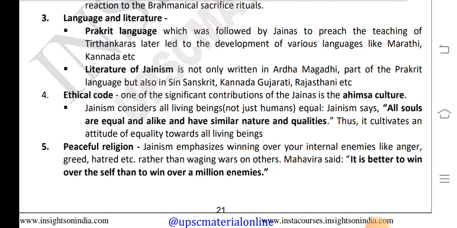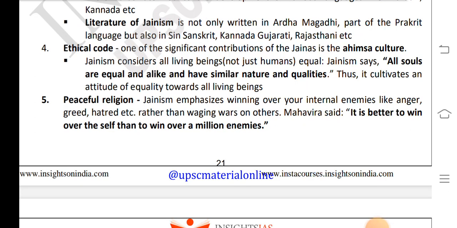Language and literature. The Prakrit language was followed by the Jainas to preach the teachings of the Tirthankaras, and it led to the development of various languages like Marathi, Kannada, etc. Literature of Jainism is not only written in the Ardhamagadhi part of the Prakrit language, but also in Sanskrit, Kannada, Gujarati and Rajasthani, etc.